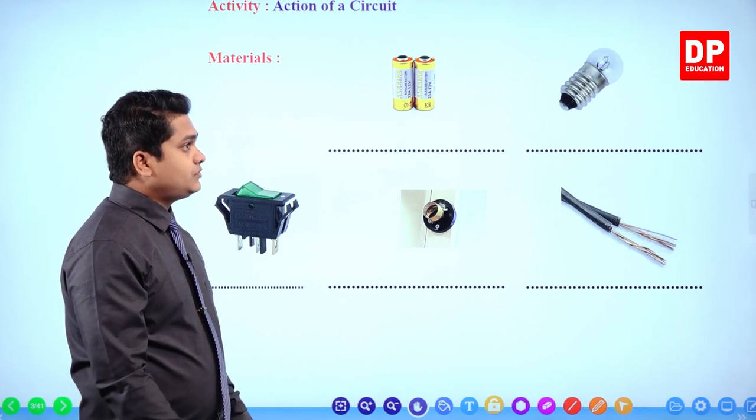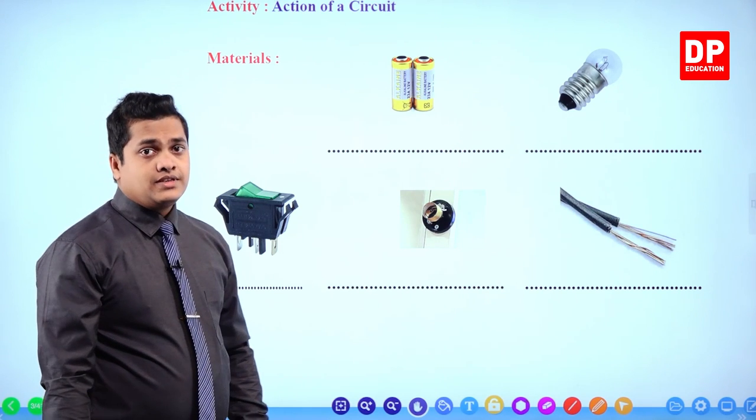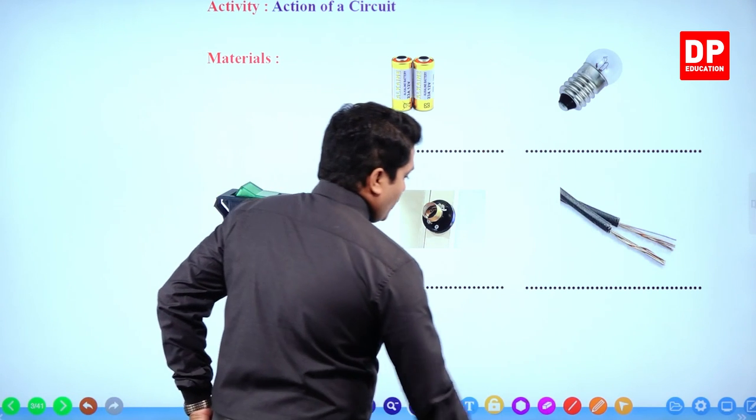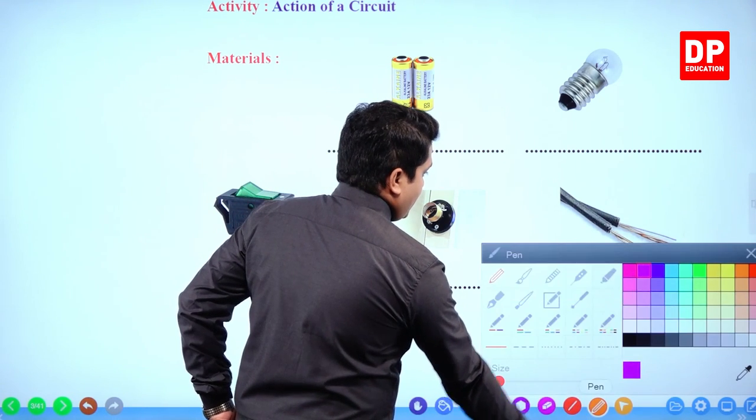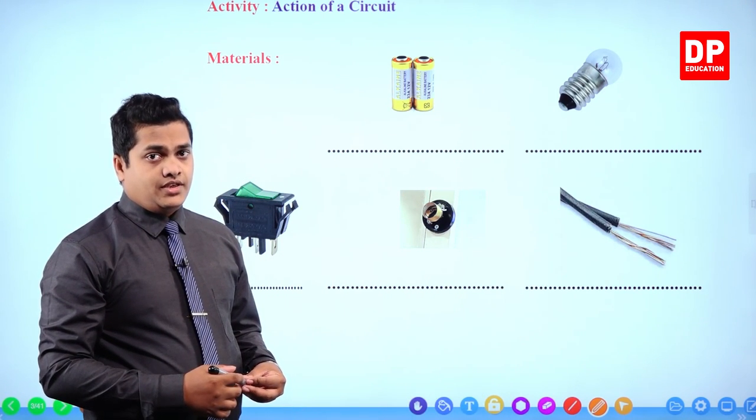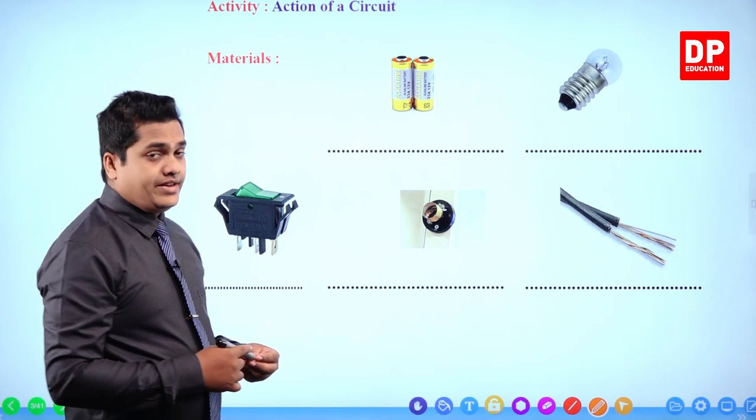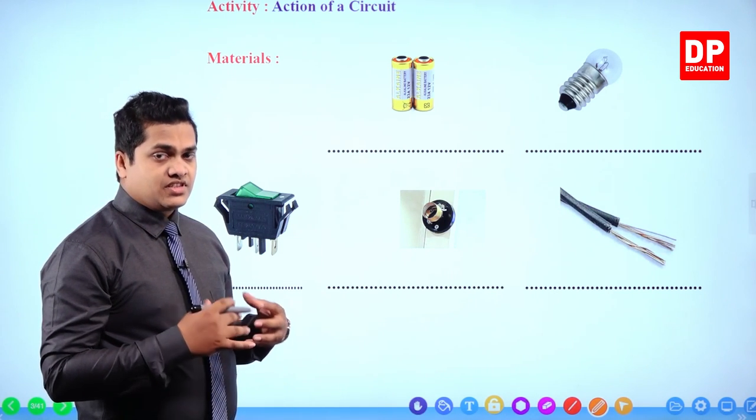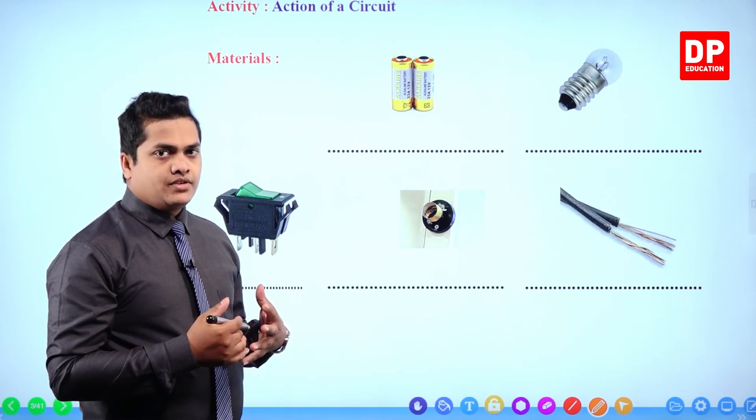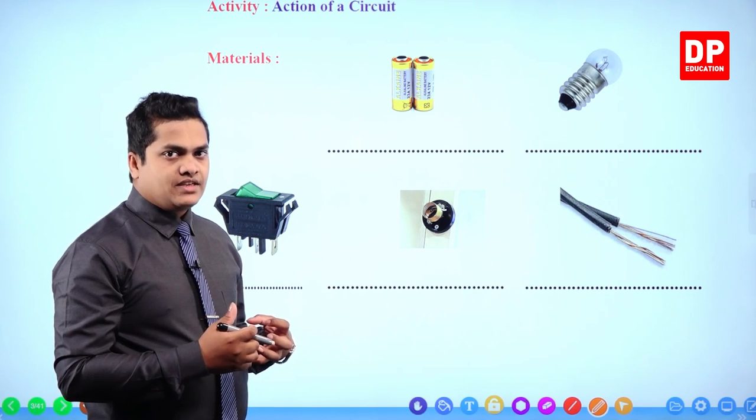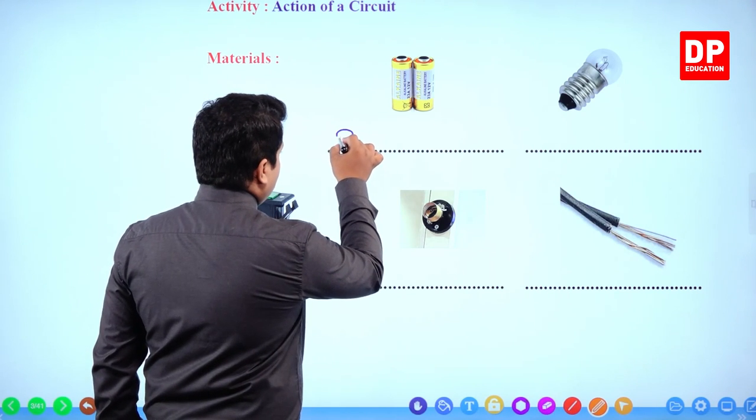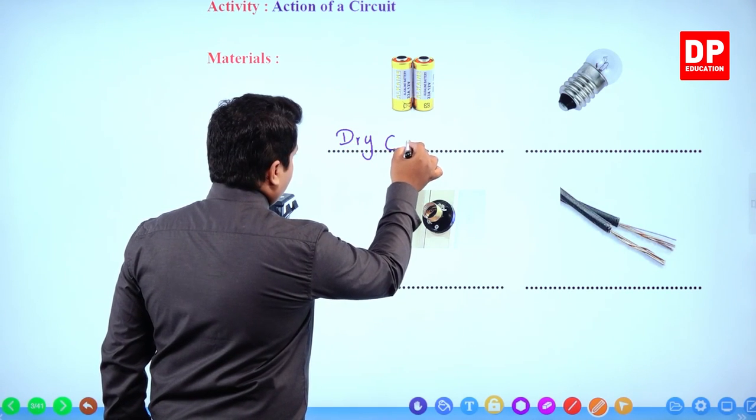So here, you are given the activity, action of a circuit, okay? So you are given these materials. Let's see what the materials are in the first step then. To conduct this activity, you will be needing these materials. Obviously, to provide electricity to whatever electrical equipment we are going to use within this activity, we'll be needing dry cells. So the first one, you'll be needing some dry cells.